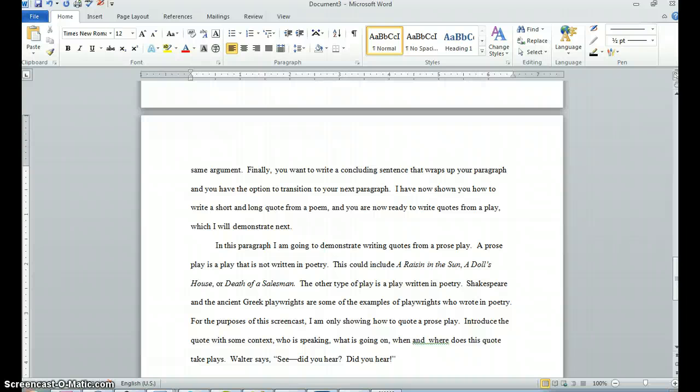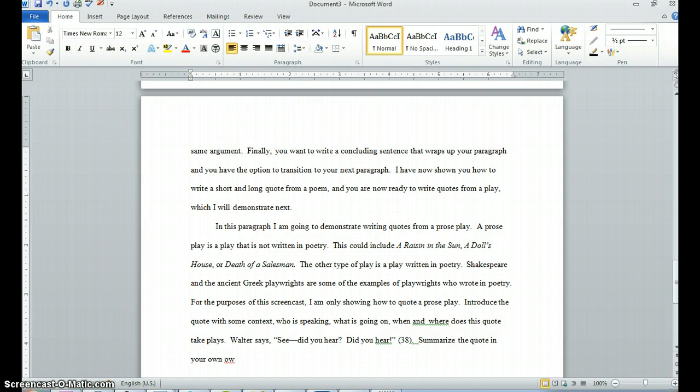And this comes from parentheses, page 38, and parentheses, period. Notice that I used the exclamation point here because that was the punctuation in the quote. But I still follow with a period to show that this whole quotation is over. Summarize the quote in your own words so that the reader has a clear idea of what was happening in that quote.